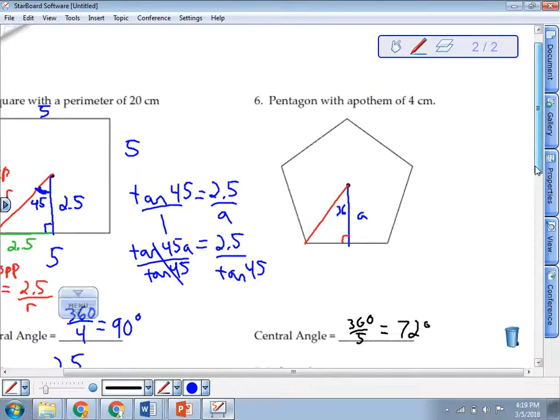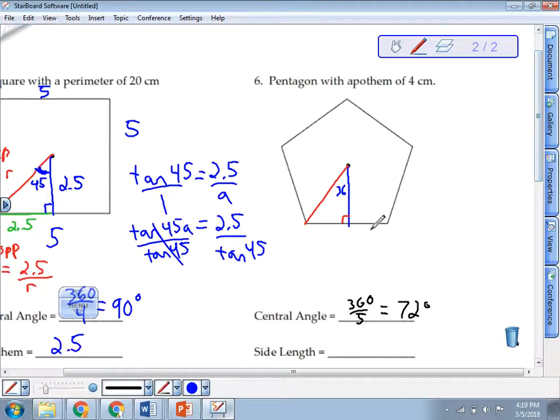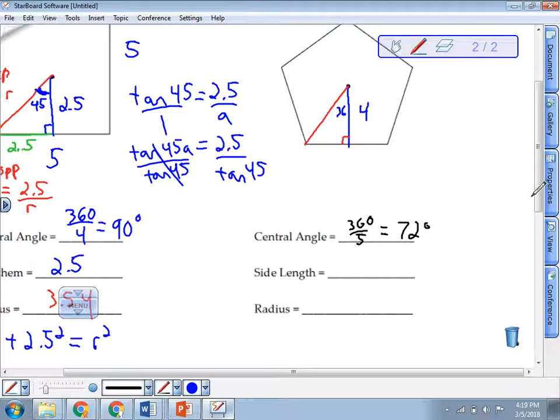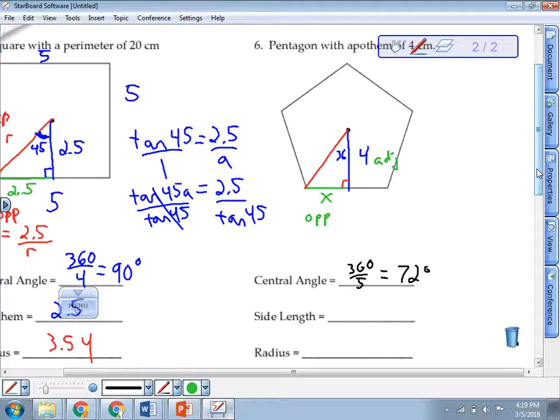Now, what do they tell us? It says the apothem is 4 centimeters. So we know that that's 4. We need to find the other information. If I want to find a side length, that would be this piece right here. Well, that's the opposite side, and I know the adjacent side. So which one involves opposite and adjacent? That would be tangent. So I'll go tangent of 36 equals opposite, which is x, over 4. Again, that's over 1, cross multiply. When you do that, you're going to get x equals 2.91.